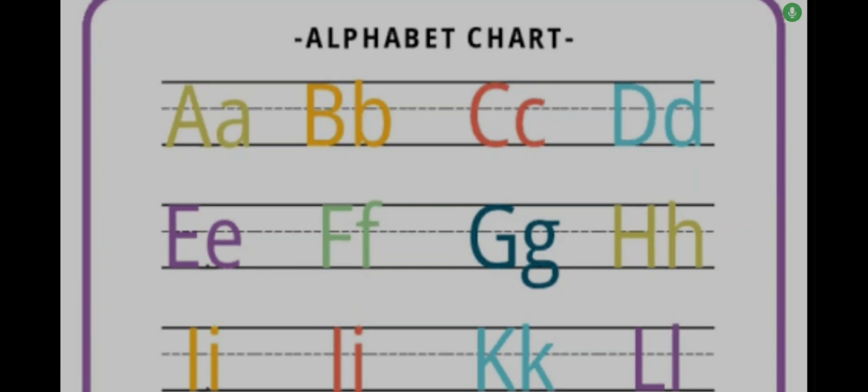Alphabetic chart. A for apple, A for apple. B for ball, B for ball, b. C for cat, C for cat, k. D for dog, D for dog, d. E for elephant, E for egg.